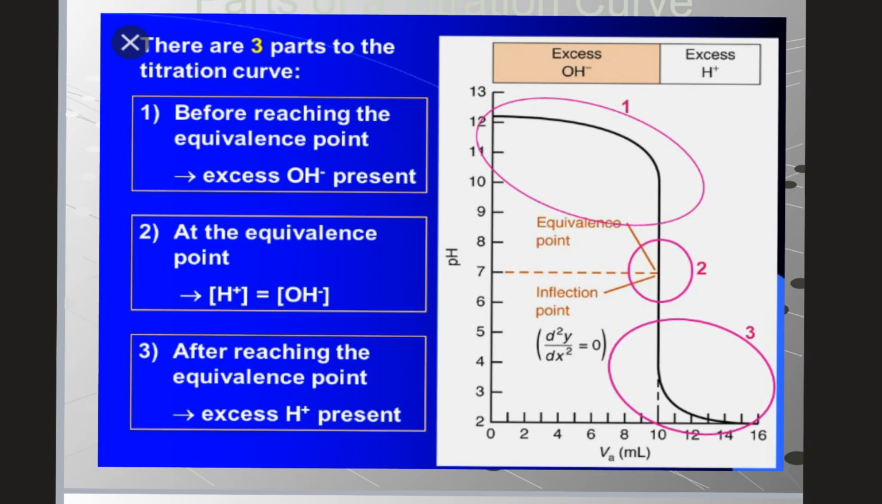Which leads us to titration curves. There are 3 parts to a titration curve. This first part is basically the pH before you reach the equivalence point. In this case, we're titrating an acid into a base, and how do I know that? The pH starts off high, so we know this is a base. What's in the analyte is the base.